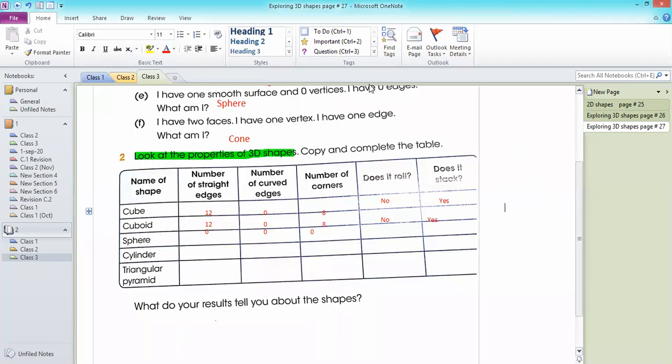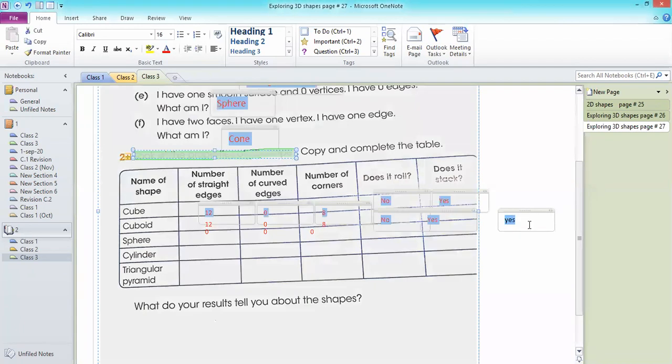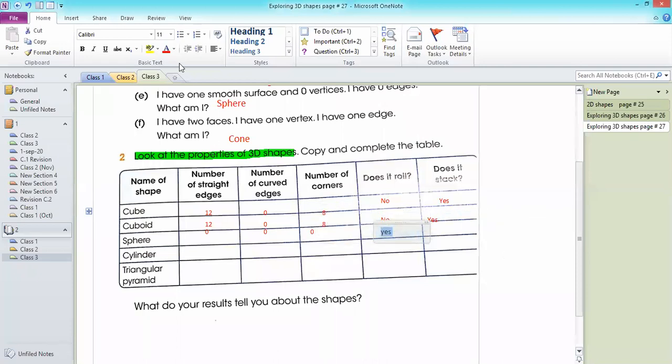Guys, does a sphere roll? Can a sphere roll? Tell me, please. Yes, why not? Why cannot a sphere roll? You see the example, I draw football. So football is what? A sphere. All moving around. One player hits to another player, to another player, and then finally hits, and they score a goal. So this is all rolling on the ground. So yes, it can roll. Say yes. It can roll.